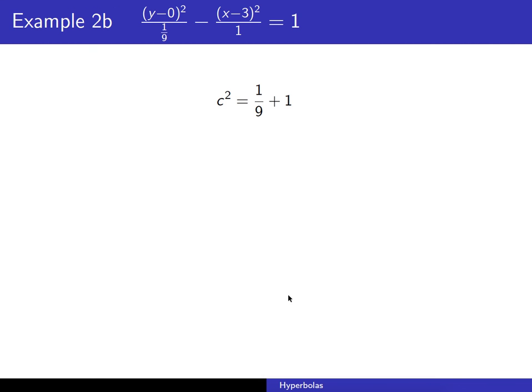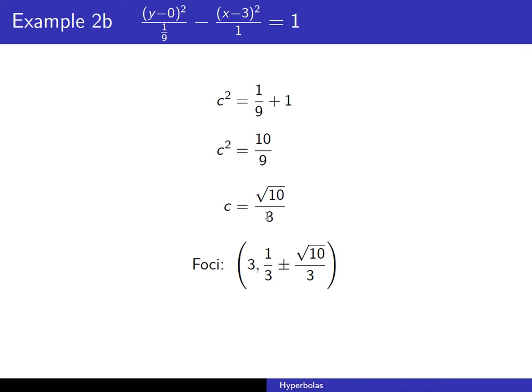For our value of c squared is 1/9 plus 1. 1/9 plus 9/9 is 10/9. And when we take the square root of both sides, the square root of 10 is just square root of 10, and the square root of 9 is 3. So we got plus or minus square root of 10 over 3. So we're going to add and subtract the square root of 10 over 3 to the y coordinate of our center. And we can just condense it into one long fraction, 3, and then 1 plus or minus the square root of 10 all over 3. So at least these have like denominators.